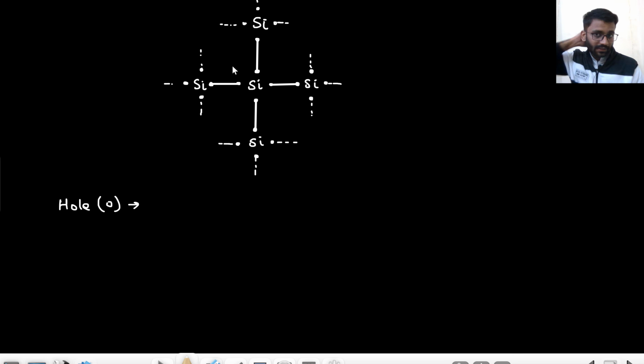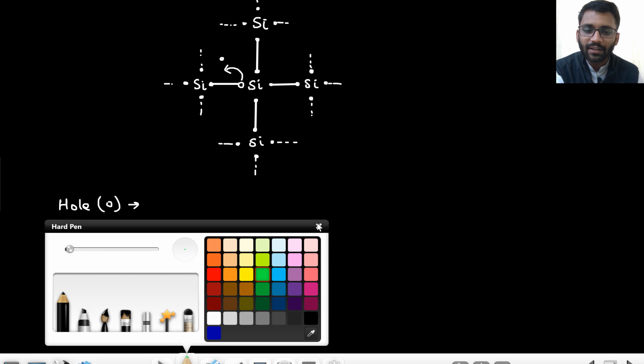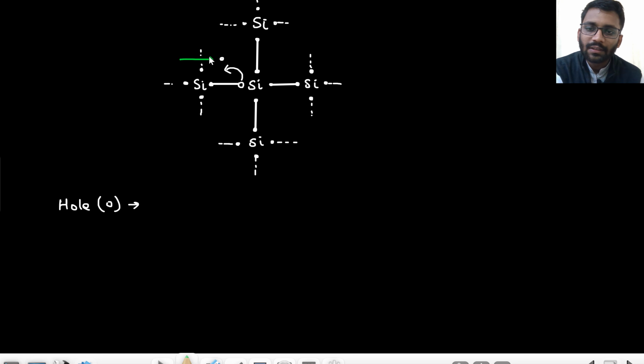What will happen is this electron will get out of here, and it will create a vacancy here. The electron went out of here and it created a vacancy. So now what is this? This is a free electron.